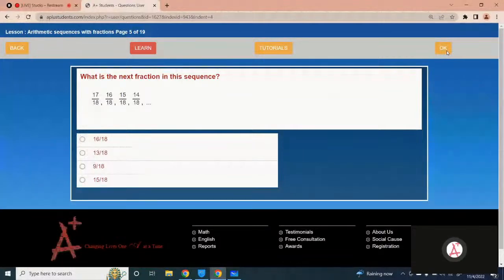Okay, what is the next fraction in the sequence? 17 by 18, 16 by 18, 15 by 18, 14 by 18. And the next fraction is, very good, it is 13 by 18.